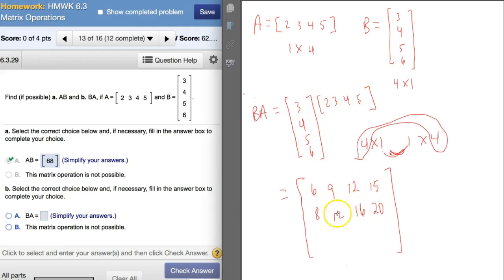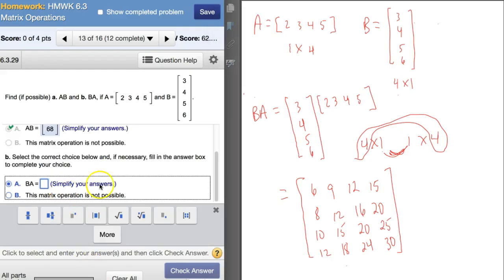And then 5 times 2 is 10. 5 times 3 is 15. 5 times 4 is 20. And 5 times 5 is 25. And then lastly, we know that 6 times 2 is 12. 6 times 3, 18. 6 times 4, 24. And 6 times 5 is 30. And that is what our resulting matrix B times A should look like.